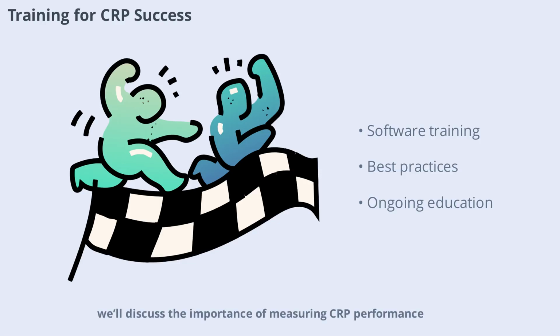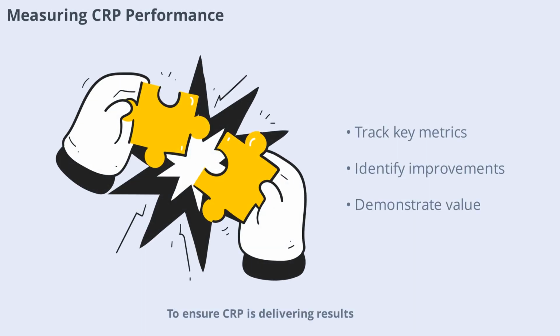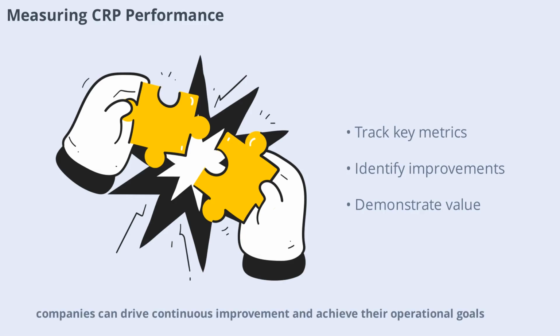Next, we'll discuss the importance of measuring CRP performance. To ensure CRP is delivering results, it's important to measure performance using key metrics. These might include on-time delivery rates, resource utilization, and production costs. Regularly tracking these metrics helps identify areas for improvement and demonstrate the value of CRP to the organization. By focusing on measurable outcomes, companies can drive continuous improvement and achieve their operational goals.